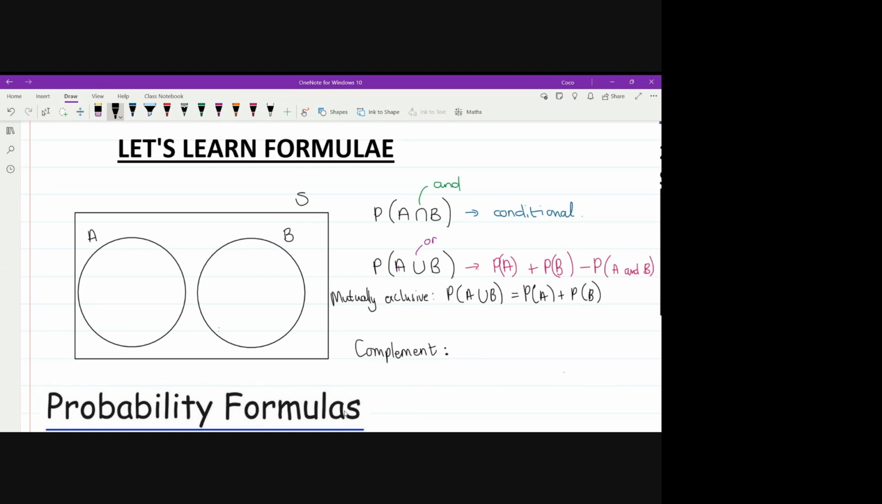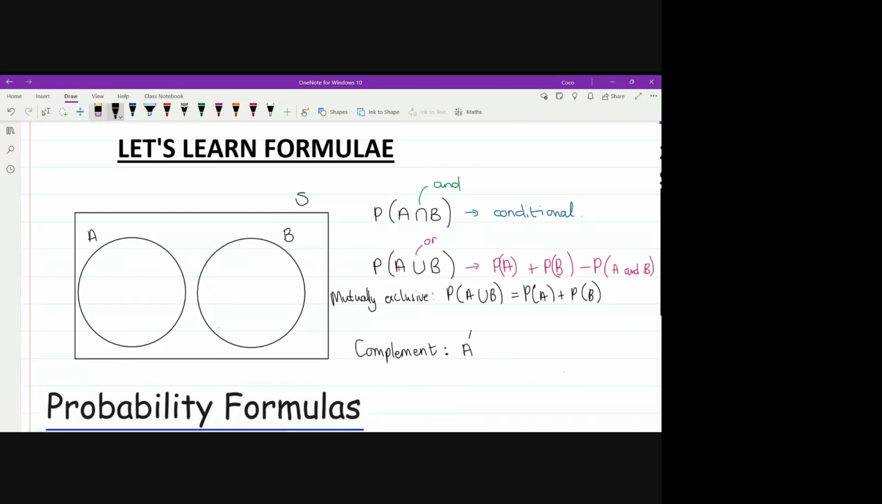I'll give you guys a hint. It's when we do this, when we go A apostrophe. Do you remember what the apostrophe means? Oh, yes. What does it mean? That they are not A. It means not A. Good. That's it. Right. Lovely. It means not. Good. So the complement means not.